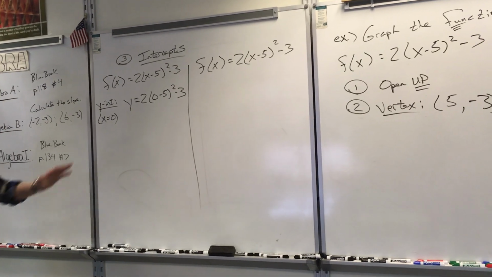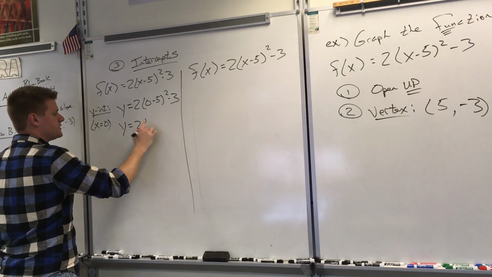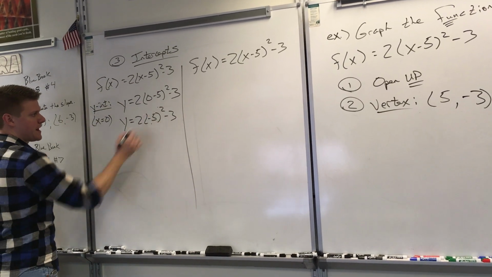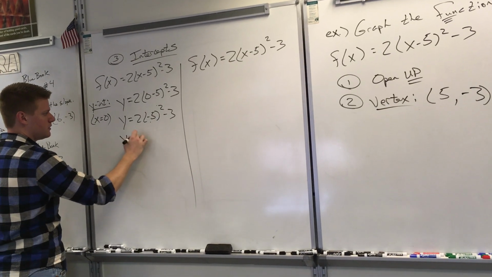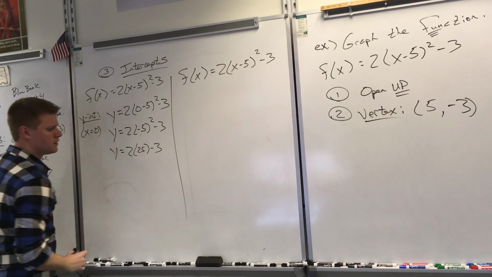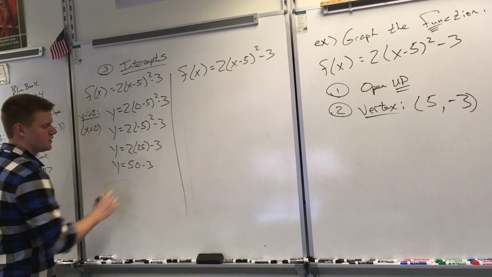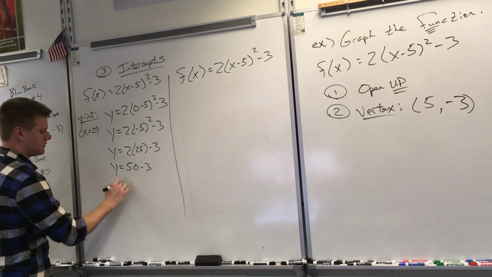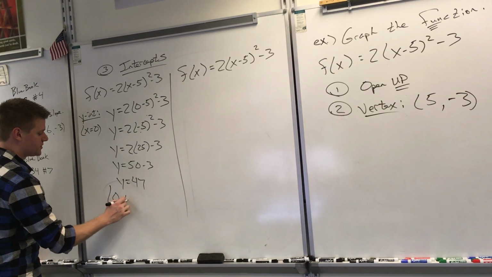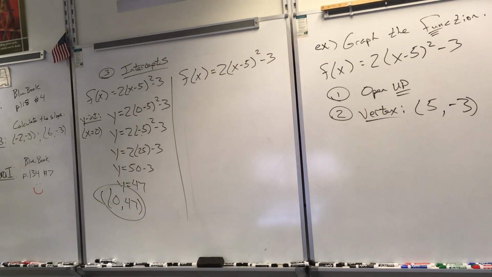Okay? Once again, just be careful, order of operations here. 0 minus 5 is negative 5. Negative 5 squared will be positive 25. 2 times 25 is 50. 50 minus 3 would be 47. So we have our first ordered pair that we would be able to plot there.